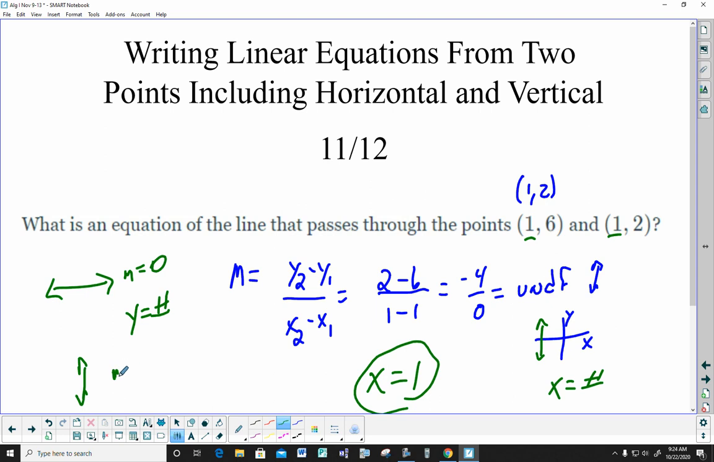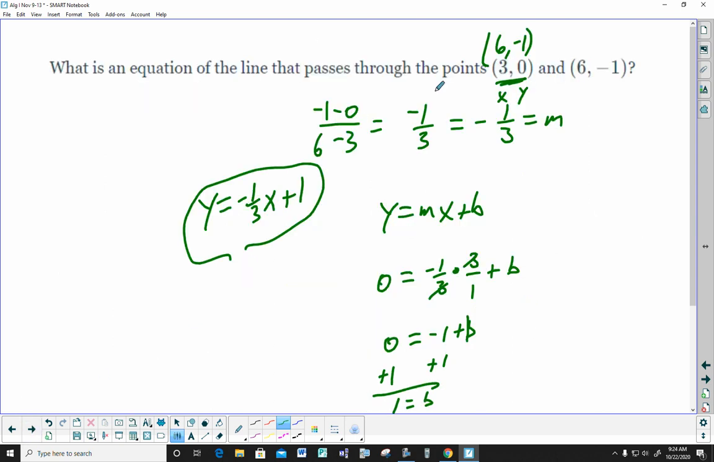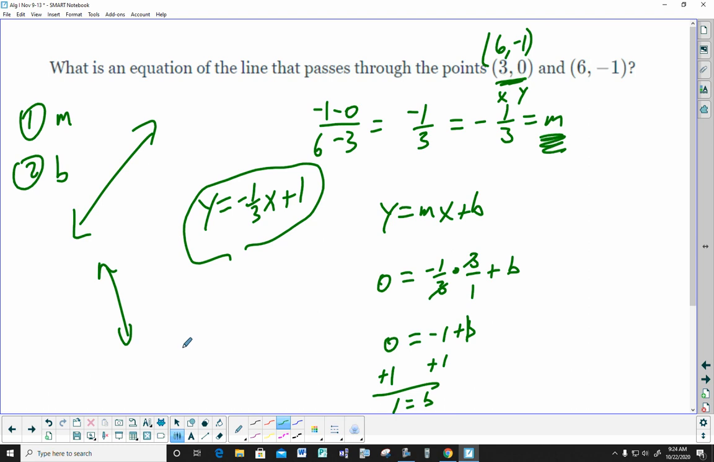And for vertical lines, the slope is undefined, and the equation looks like x equals some number. And then when they're just oblique lines, lines that just run at an angle, any direction other than vertical and horizontal, you first find the slope, so that's the first thing you do. You find m. Second thing you do is you find your y-intercept b, and then write the equation below.